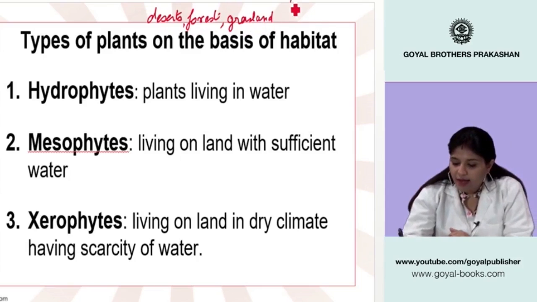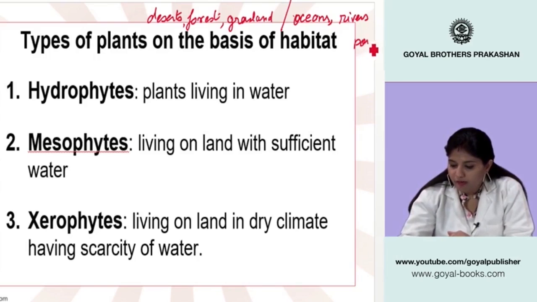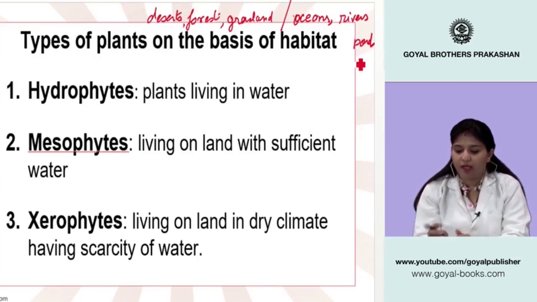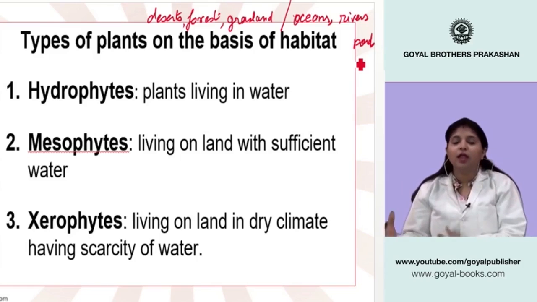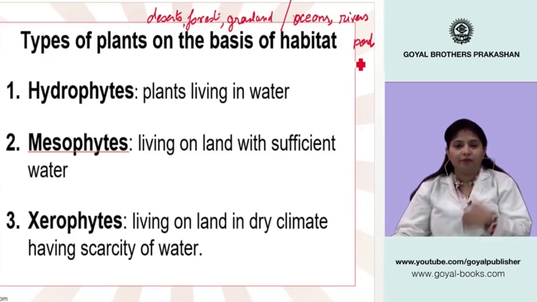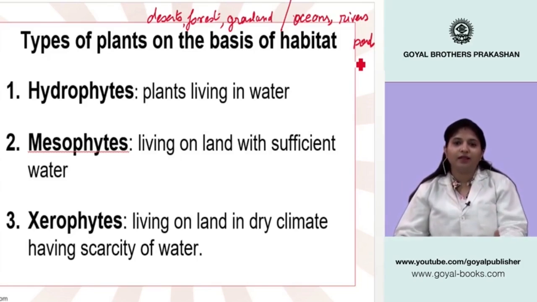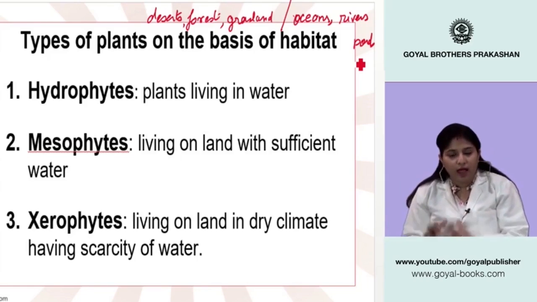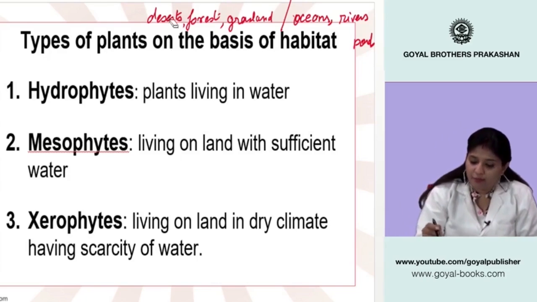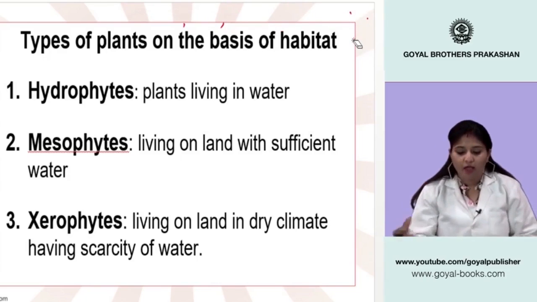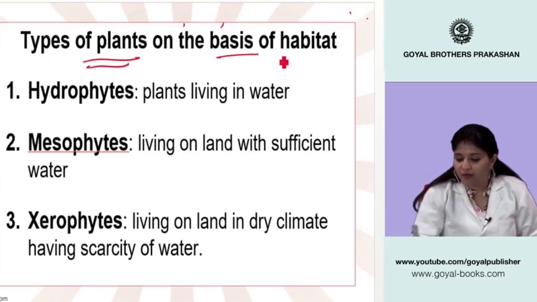In the same way, in aquatic habitats we have oceans, rivers, ponds, lakes, etc. So we see how there are two basic types of habitats. One is terrestrial, the other is aquatic, and further the terrestrial as well as the aquatic habitats are divided. So now let's understand the different types of plants which are present on the basis of their habitat.